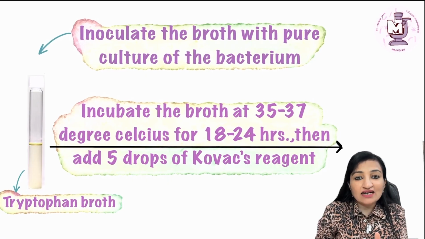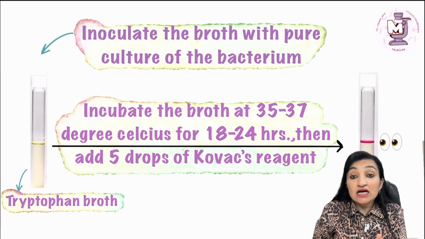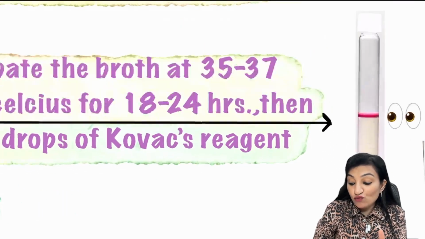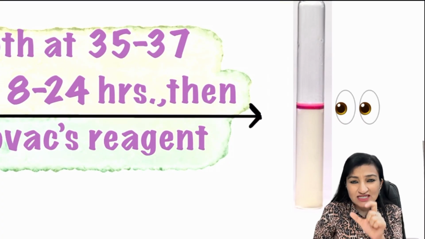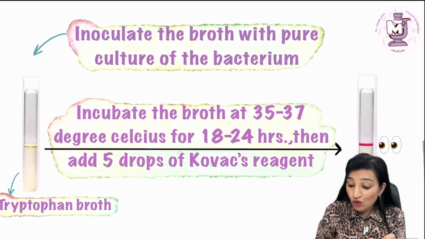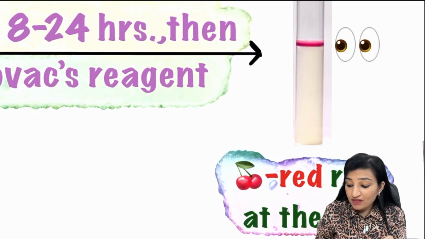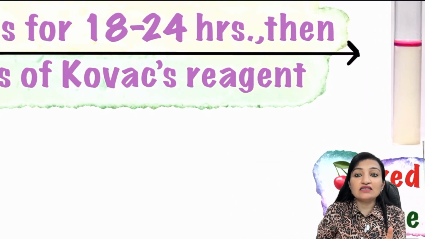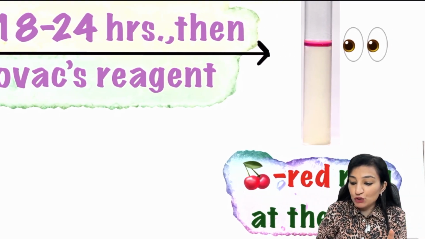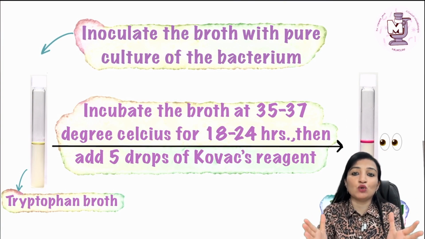So once you add this Kovacs reagent, K for Kovacs, K for Kovacs reagent, what will you see? You will see this cherry red ring at the top. This reddish ring is described as what? Cherry red ring at the top. So if you are able to see this cherry red ring at the top, what are we going to conclude? We are going to conclude that, Eureka, this organism is indole positive.